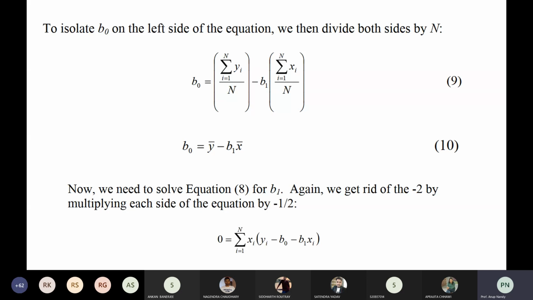We need to solve equation number 8. Again, you need to get rid of the minus 2. As I already told you, you just multiply each side of the equation by minus half. Okay? Then you are going to have the sum from i equals 1 to n of xi into (yi minus b0 minus b1 xi).